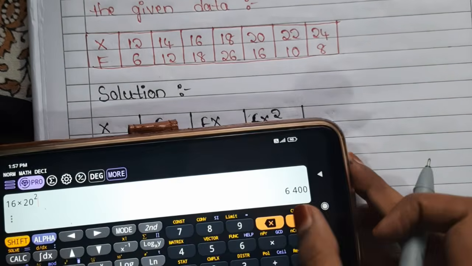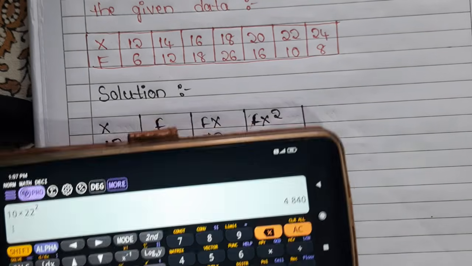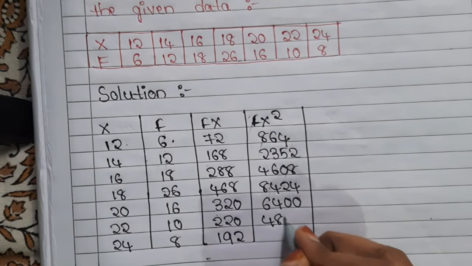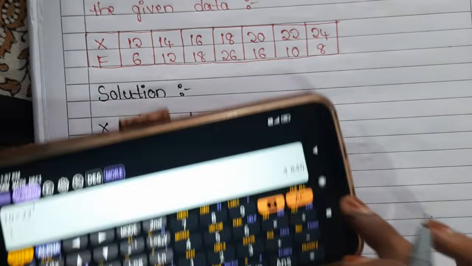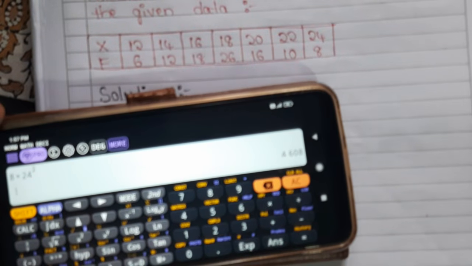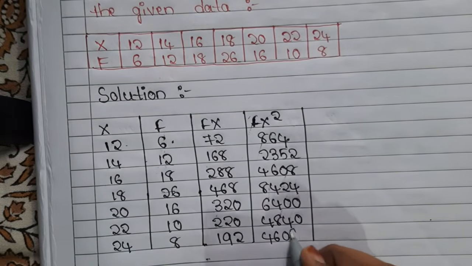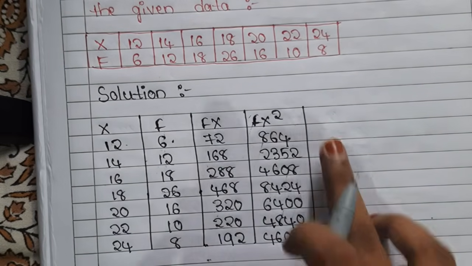Then we have 10 into 22 square. It is 4840. Then we have 8 into 24 square. It is 4608. Okay, so we found the fx square.